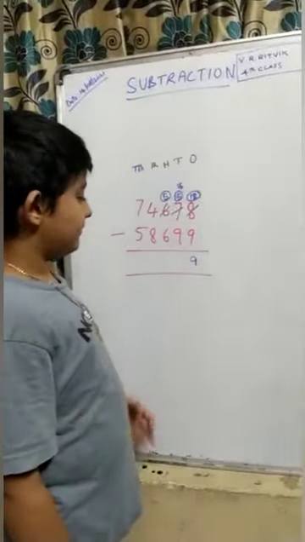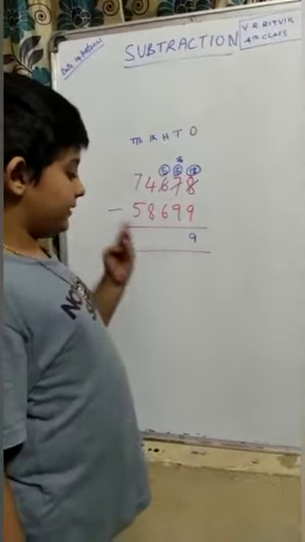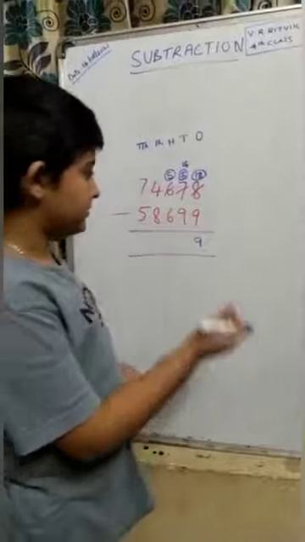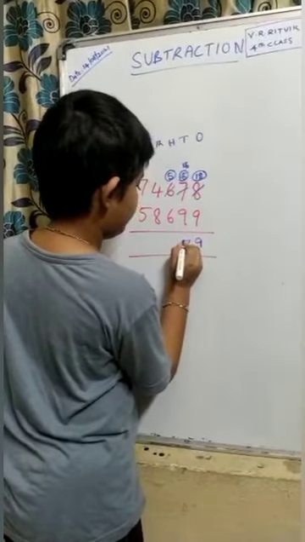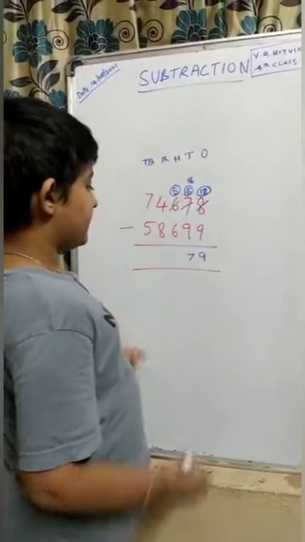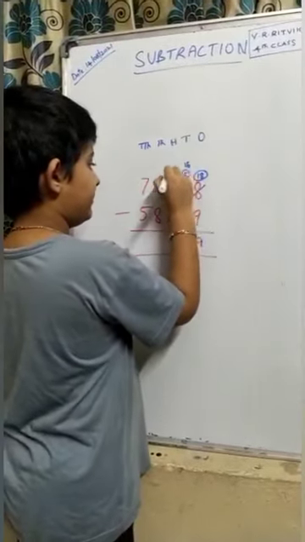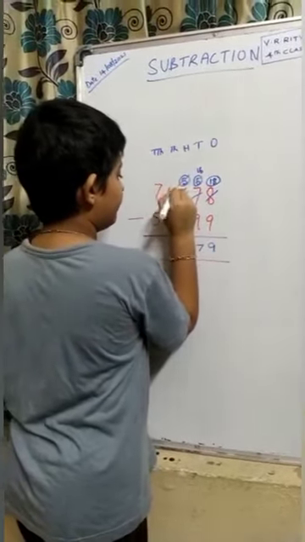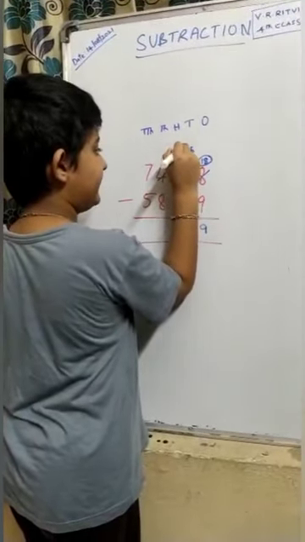16 minus 9, 10, 11, 12, 13, 14, 15, 16. 16 minus 9 is 7. Here we can't subtract 6 from 5. So 4 becomes 3 and 5 becomes 15.